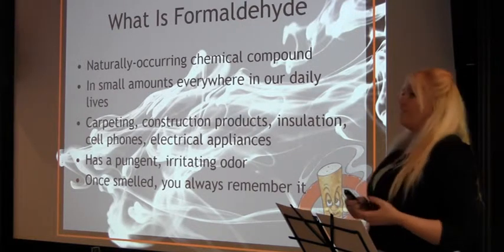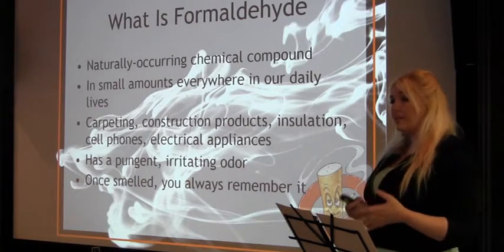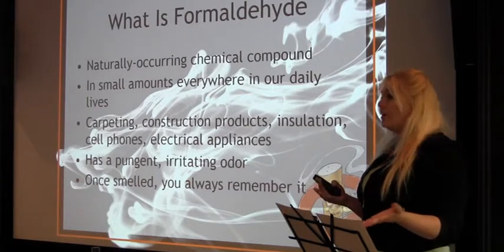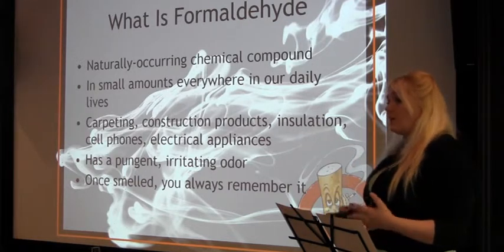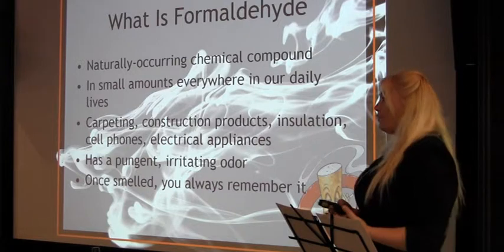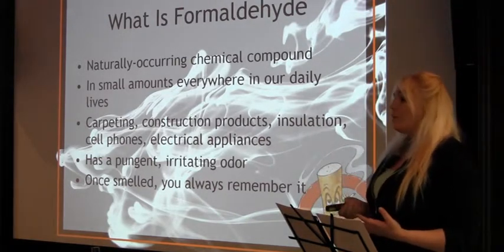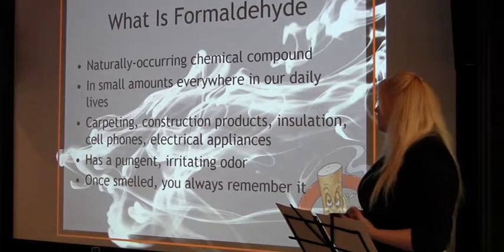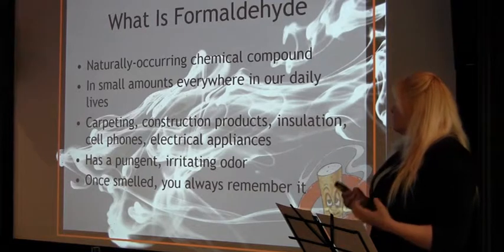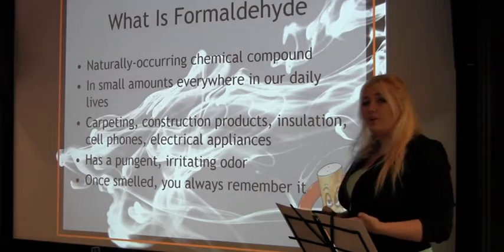What is formaldehyde? Okay, formaldehyde is a naturally occurring chemical compound, and it's in small amounts everywhere. It's in carpeting, construction products, insulation, cell phones, electrical appliances. It's literally everywhere. You'll get more formaldehyde from rolling on a new carpet than you will from using an electronic cigarette. Formaldehyde has a very pungent, irritating odor that once you've ever smelled it, you never forget what it smells like.